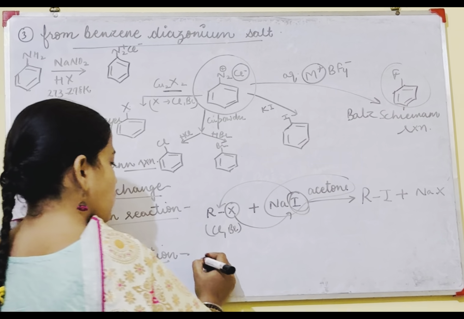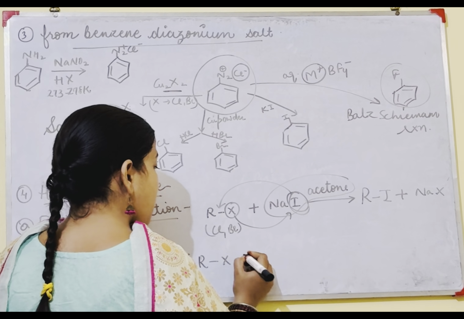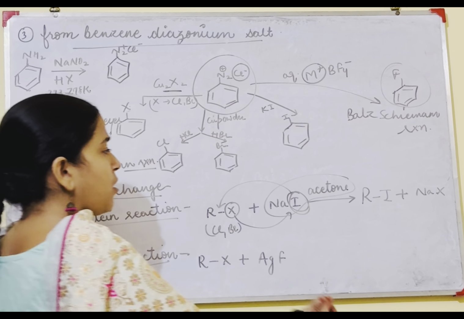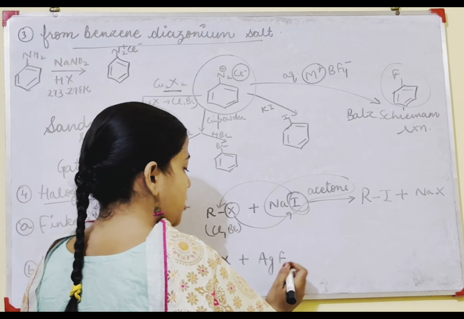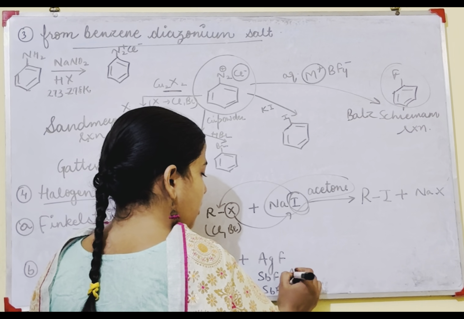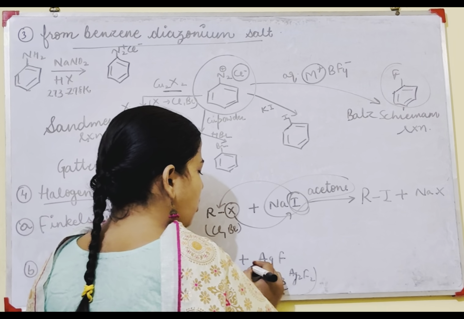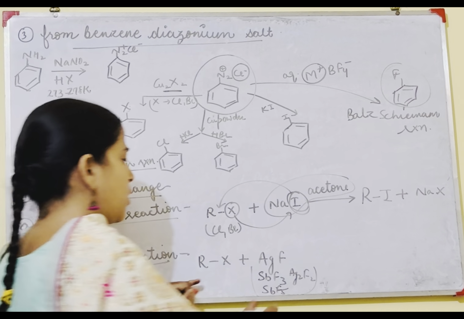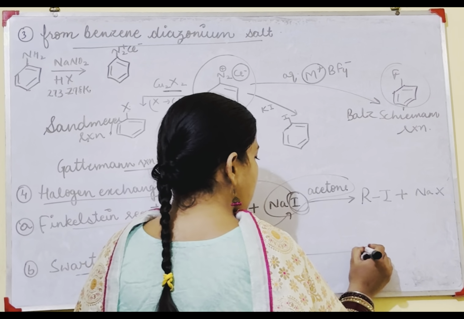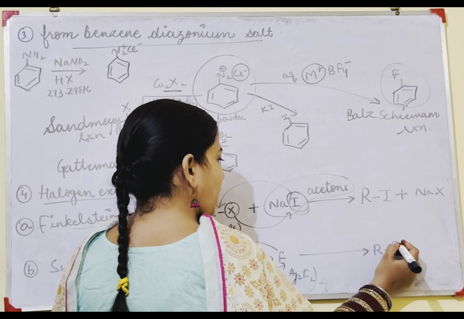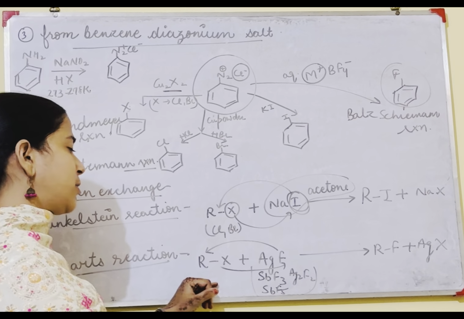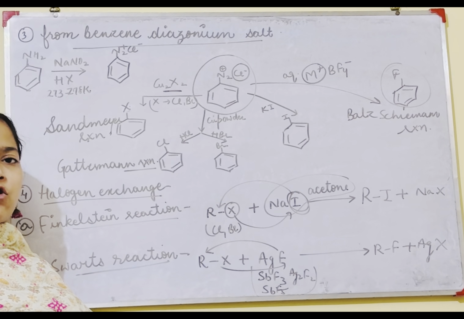Next is the Swarts reaction. Similarly, it also involves the exchange of halogen, but it leads to the formation of alkyl fluoride. You can use SbF3, SbF5, or Ag2F2. Any of these reagents can be used. So this fluorine will attach to this R group, the alkyl group, and this X will come here. And what will happen? RF, alkyl fluoride, plus AgX will be the product. This reaction is called the Swarts reaction.